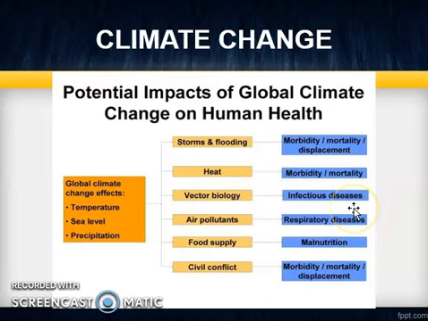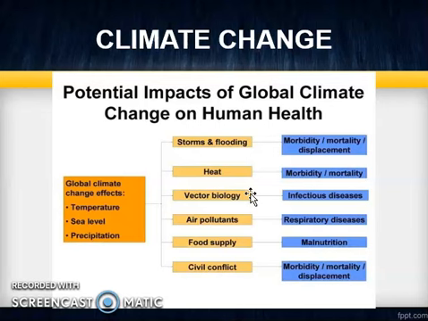So then let's continue our discussion on climate change for this slide. The potential impact of global warming in this world and on human health. For example, globally, climate change can cause storm and flooding, heat, vector biology, air pollutant, food supply, and civil conflict. For example, in human health, this kind of problem can increase the population number of insects or animals that can cause disease in humans.